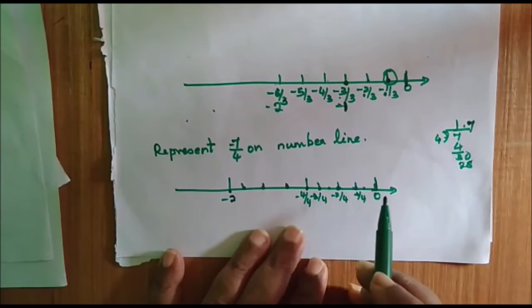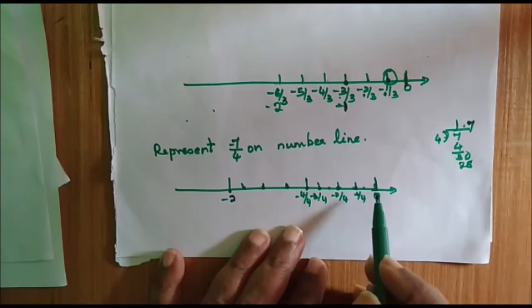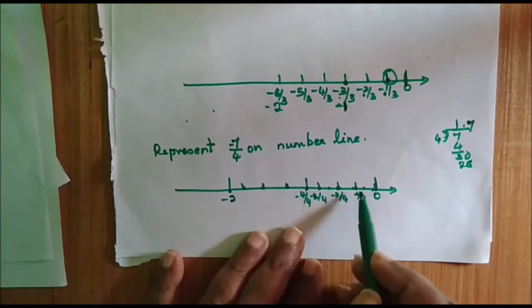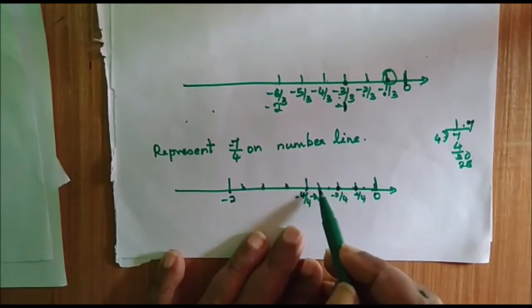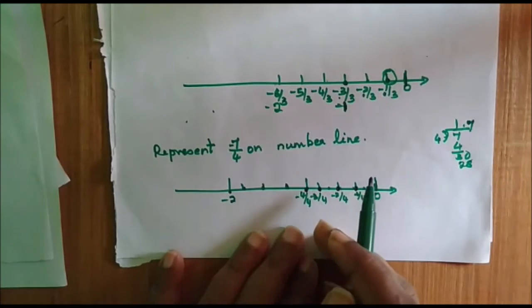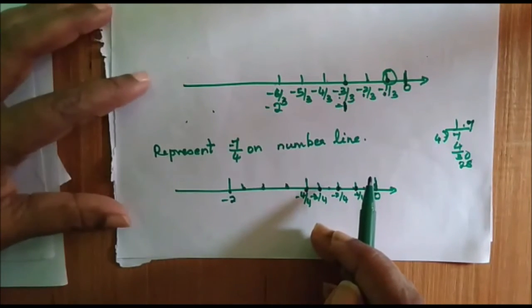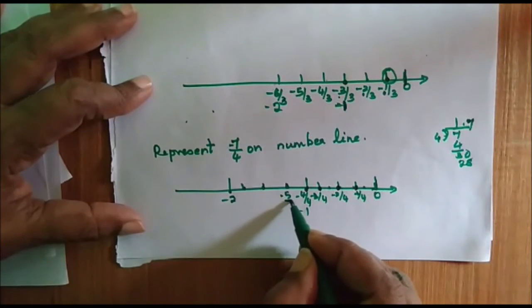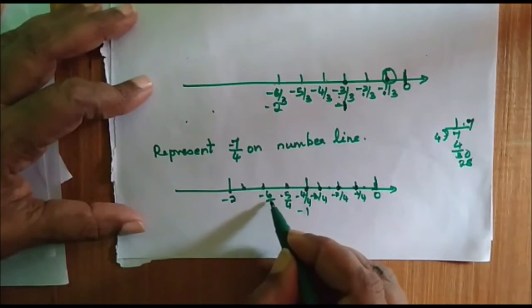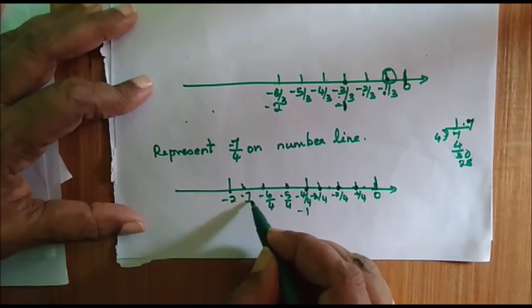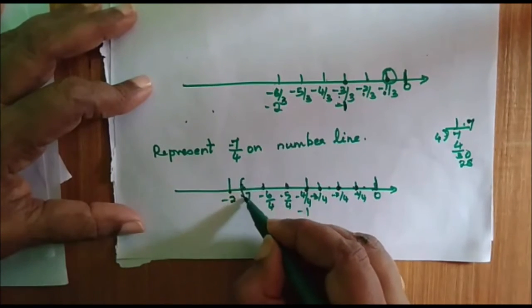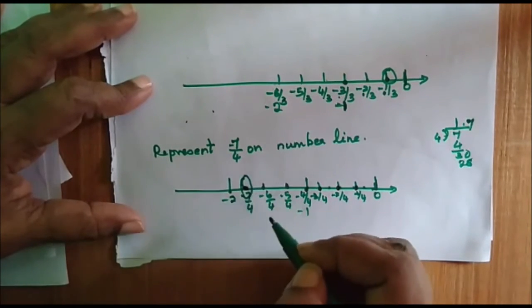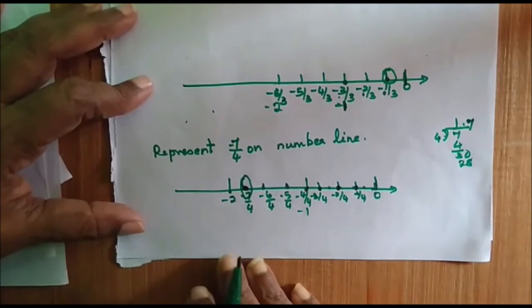So, how do you plot it? We divide this 0 to 1. I make 4 subdivisions. Minus 1 by 4, 2 by 4, 3 by 4 and 4 by 4. Minus 4 by 4 is nothing but minus 1. So this will be minus 5 by 4, minus 6 by 4 and this is minus 7 by 4. So this is the point which I have to plot on the number line. I hope you understood it.